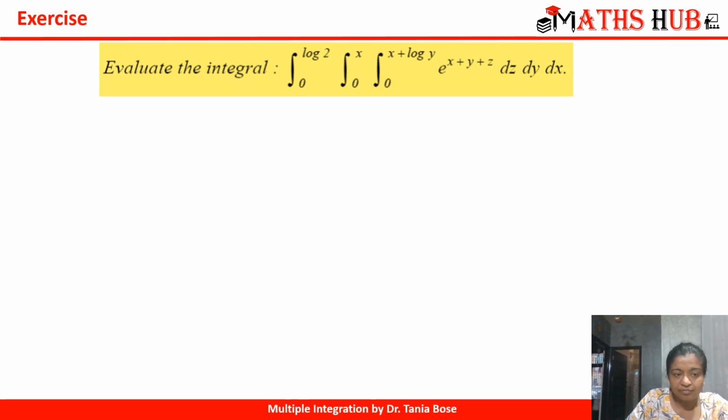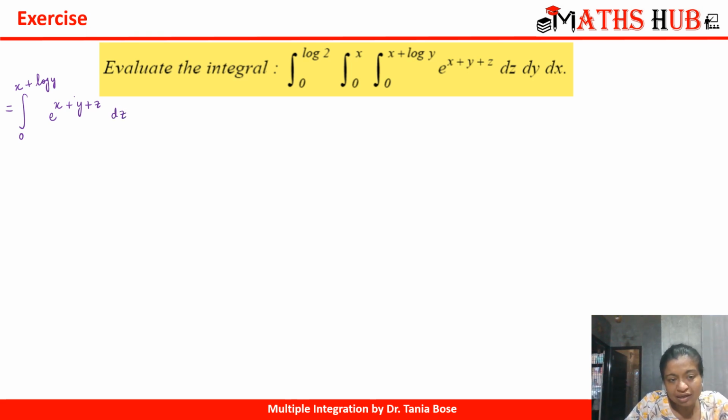So let us take one integral at one time. So let me write down, this is equal to 0 to log 2, then we have 0 to x and then we have e to the, okay, let me write down the integral. Or let me do one thing. I'll do the innermost integral first. Whatever answer I get to the innermost integral, then I'll pick up the next one, right? So I'll take 0 to x plus log y, e to the power x plus y plus z, and we have the integral with respect to z. So I'll take it one by one.